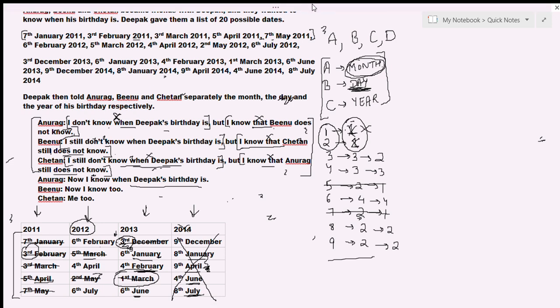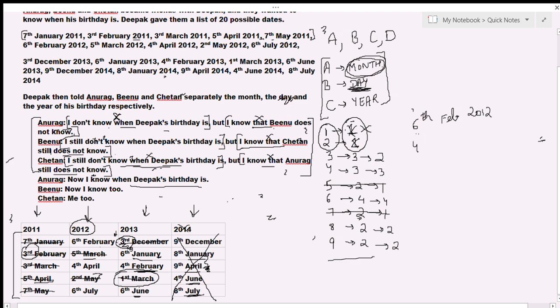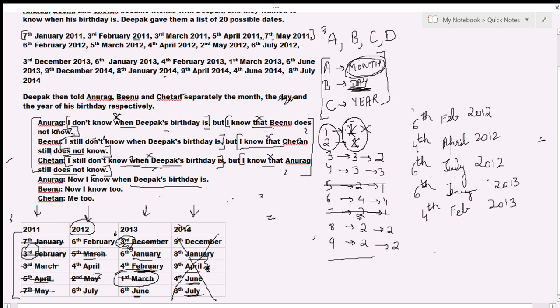Out of the 6 dates, I'll just highlight those 6 dates now. The dates are 6th Feb 2012, 4th April 2012, 6th July 2012, 6th January 2013, 4th Feb 2013 and 6th June 2013.